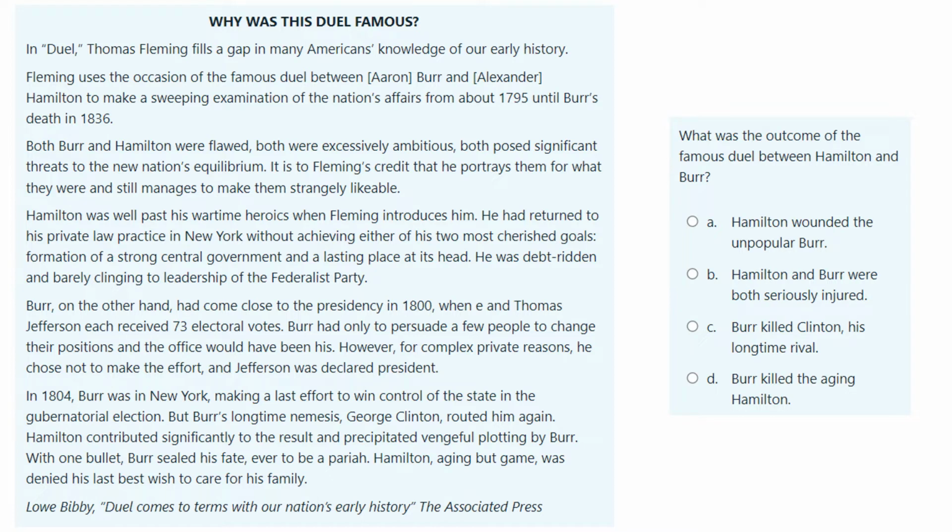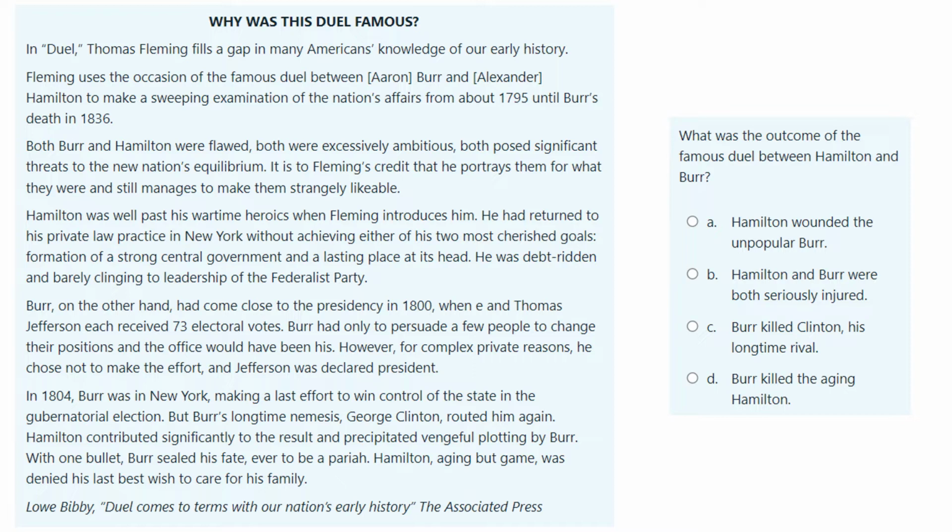So question number 1: what was the outcome of the famous duel between Hamilton and Burr? A duel can be when two people compete, but often in history, a duel would be competing with swords or with guns. For example, maybe you offend somebody. Maybe you say something about somebody's wife, or you insult them. Well, they might challenge you to a duel to defend their honor. So that's what's happening here, and we're looking at the outcome of the famous duel.